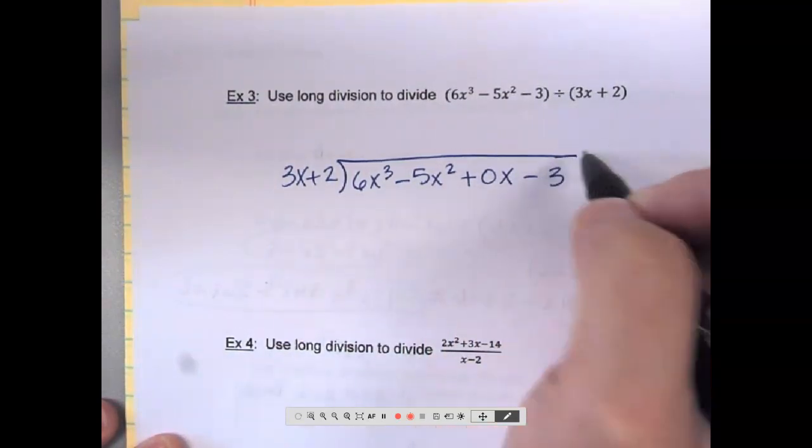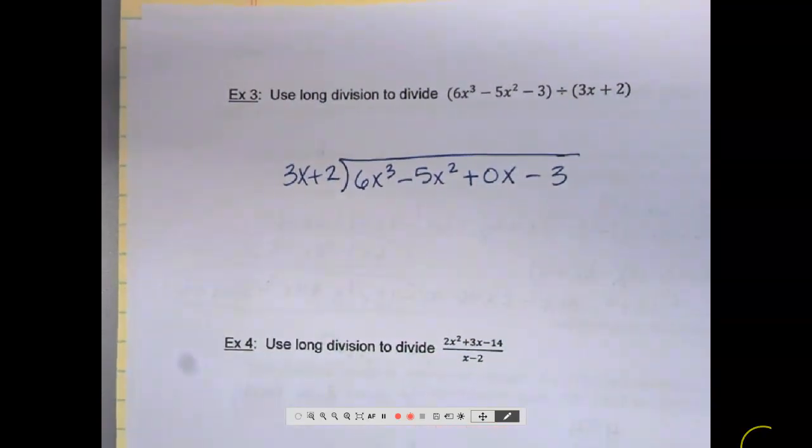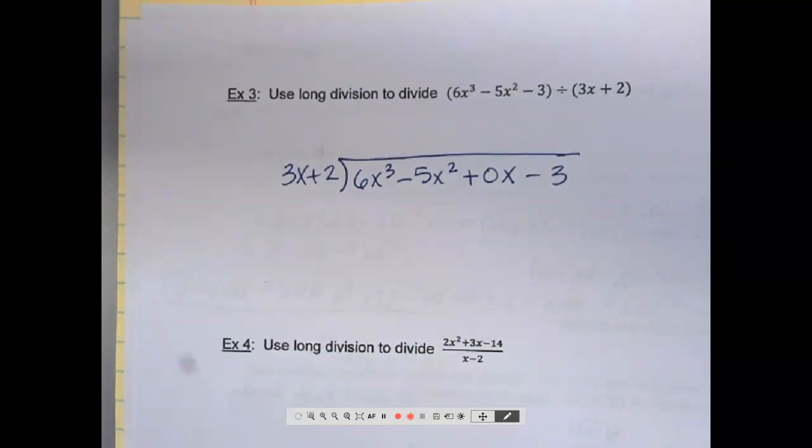Because if you don't, then you won't have an x to subtract from. So if a term is skipped, fill it in with a 0. And that goes for the constant too. If there's not a constant, tack a little plus 0 on the end. Okay, now we're starting the whole process.